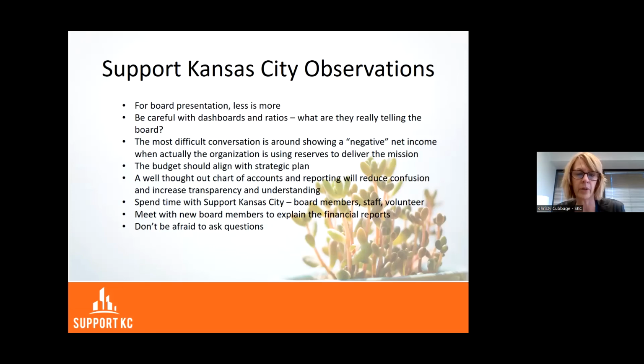Board members, we're happy to talk with board members, or we'll educate the staff or volunteer about how to educate a board member on the financial reports. Meeting with new board members to explain the financial reports is a great start. And not being afraid to ask questions.